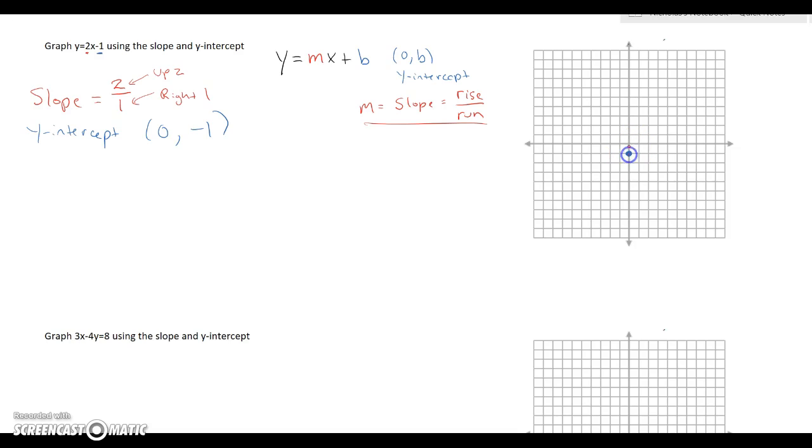So what we're going to do is go up 1, 2, because our rise is 2, and then run 1, so we go over 1. So again, I go up 2 over 1, and then this is my next point. I can do it again. Up 2 over 1, there's my next point. Up 2 over 1, there's my next point.